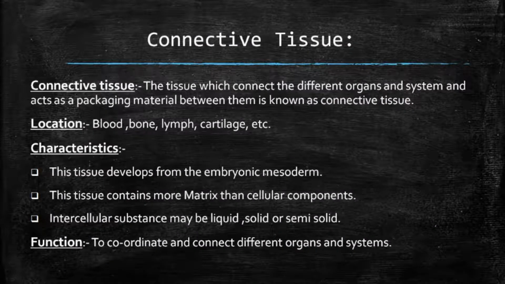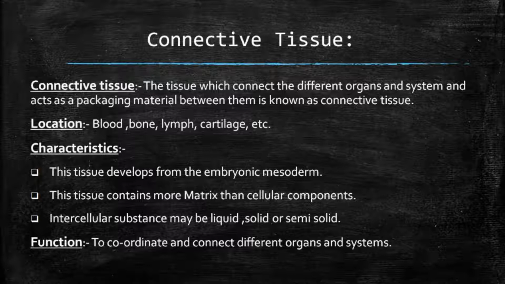The second type of animal tissue we have is the connective tissue. The tissue which connects the different organs and systems and acts as a packaging material between them is known as connective tissue. They are found in the blood, bone, lymph, cartilage, etc. The characteristics of connective tissues are: this tissue develops from the embryonic mesoderm. This tissue contains more matrix than the cellular components. Intercellular substances may be liquid, solid, or semi-solid. The function is to coordinate and connect different organs and systems.